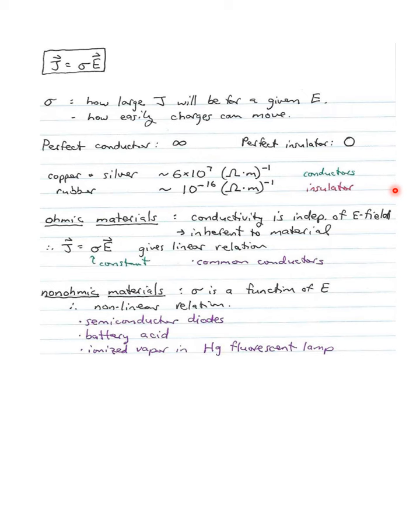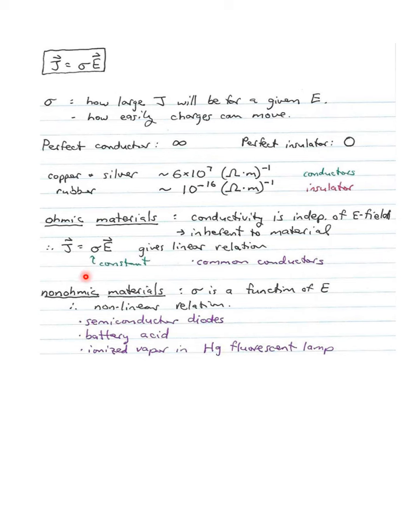Now, there's a class of materials called ohmic materials. And by the way, this word ohm is named after George Ohm. And I didn't even introduce to you this unit. It's the ohm. That's actually the Greek letter omega that we'll get to in just a little bit. But named after George Ohm, ohmic materials are ones in which conductivity is independent of the electric field itself, meaning it's inherent to the material.